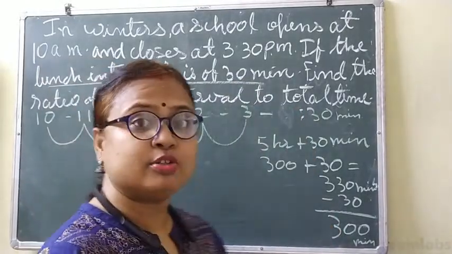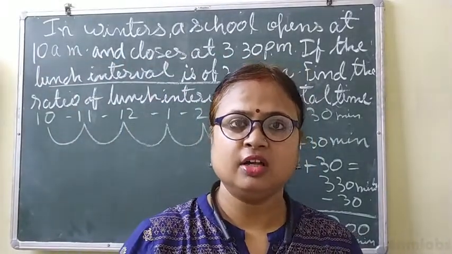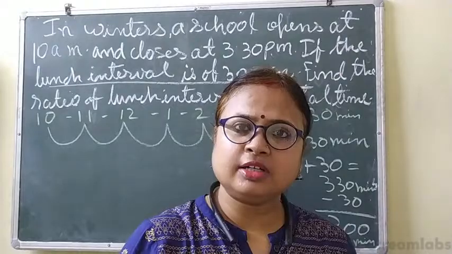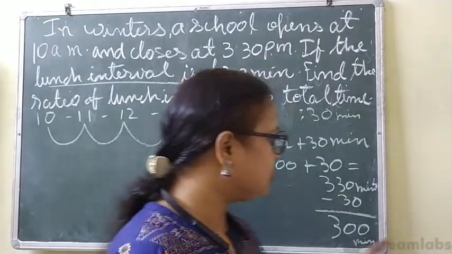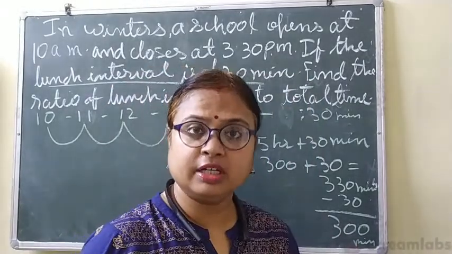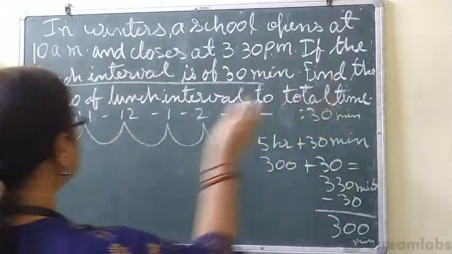We have to find the ratio between the total time and the lunch interval. So from the total time, what will we take out? The lunch interval, which is 30 minutes. So we'll take it out, and we get 300 minutes. Now we will find out the ratio.